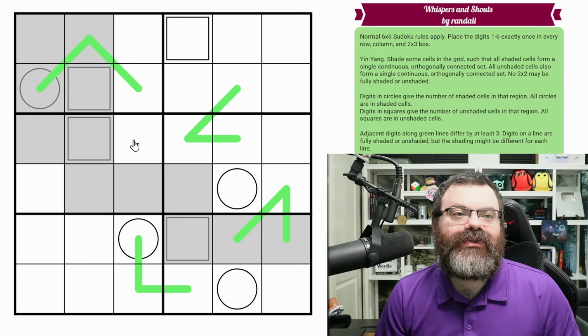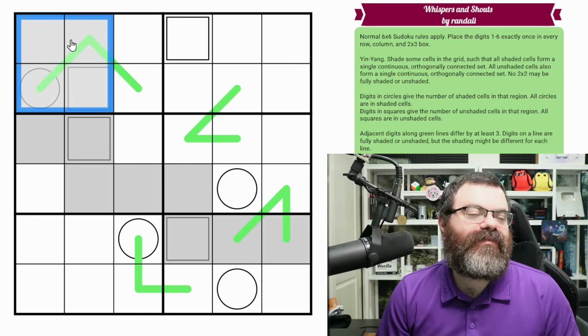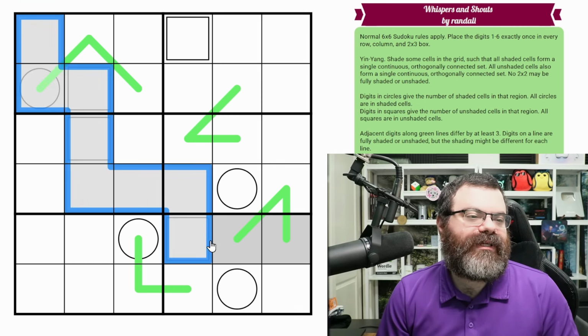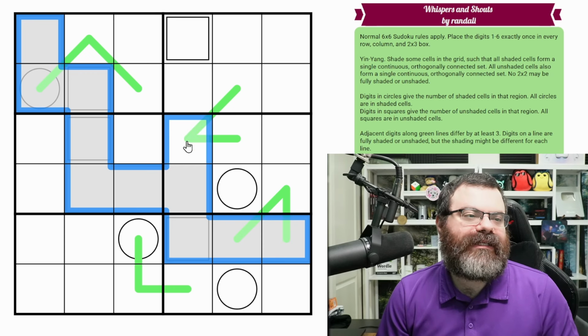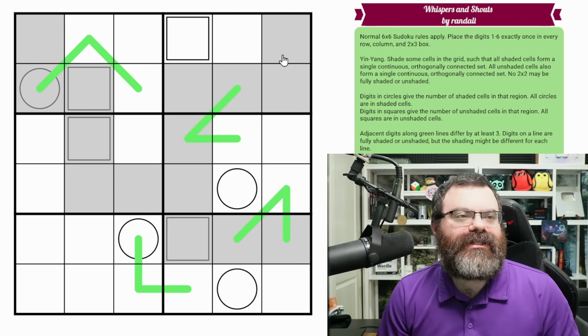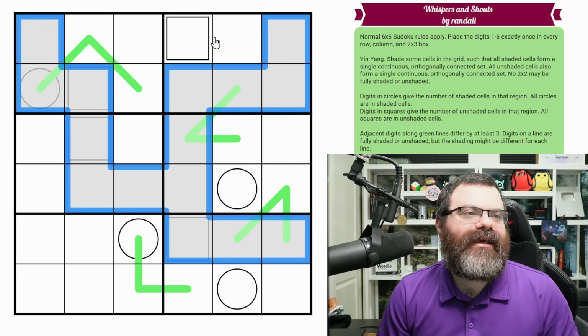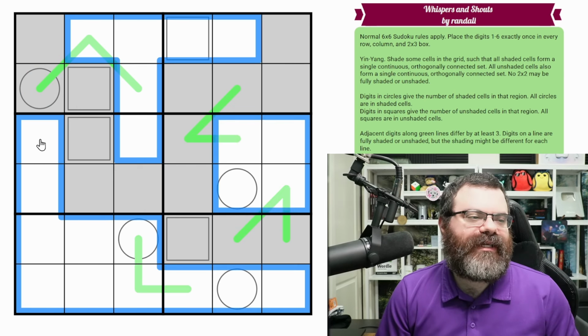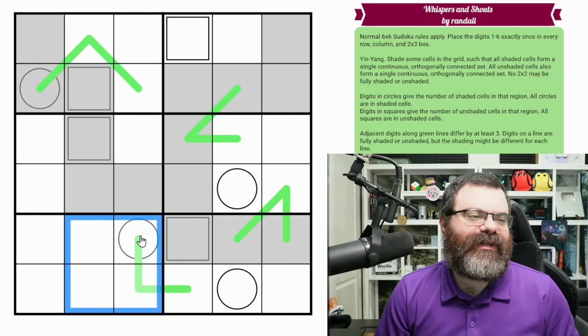Additionally, no 2x2 may be fully shaded or unshaded. So this 2x2 here wouldn't be allowed. We've got to eat into that. This 2x2 is not allowed. We've got to eat into that. So this would be a single orthogonally connected region, but it doesn't have to be like a line. We can continue something like that. But there's another reason this isn't allowed, which is that the unshaded cells have to do the same thing. And notice we have 3 blobs of unshaded cells, and also there's some 2x2s of unshaded cells.